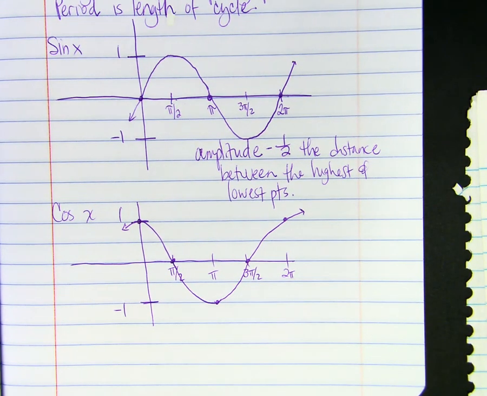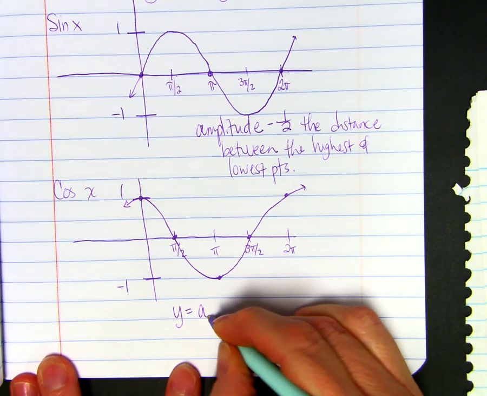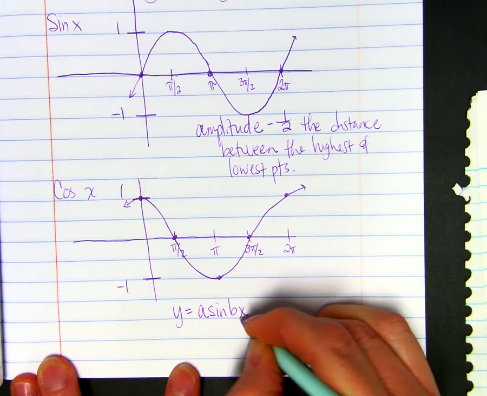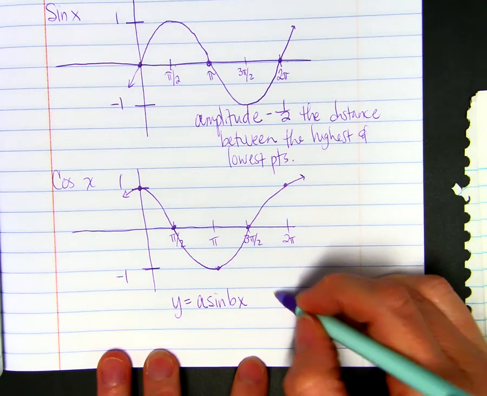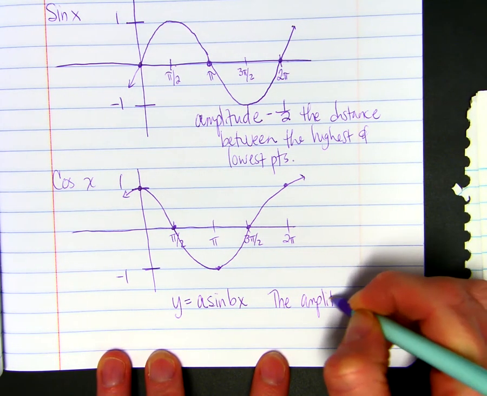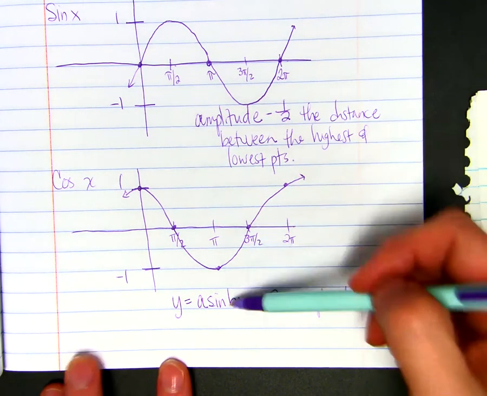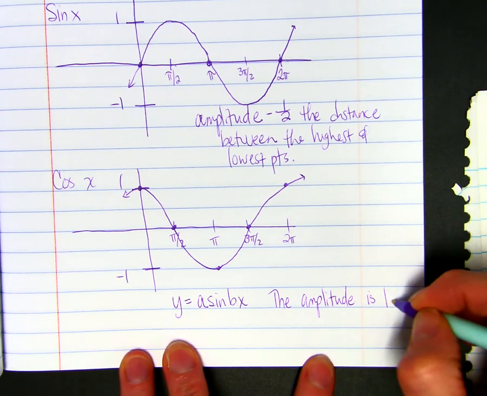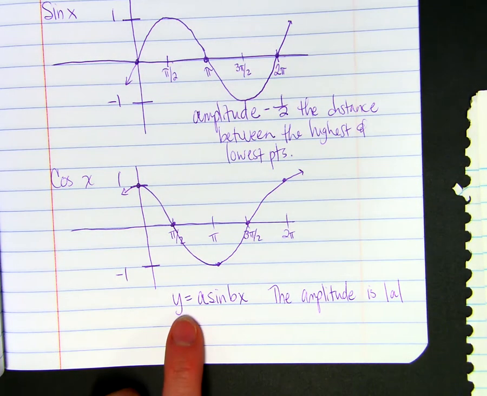So you can change the amplitude, the cycle, the period. You could change all of that by changing these variables a and b. So if you had y equals a sine bx, the amplitude, and remember that is half the distance from the highest point to the lowest point, is the absolute value of a. So if you have a -3 right here, then it's going to go up to 3 and down to -3.